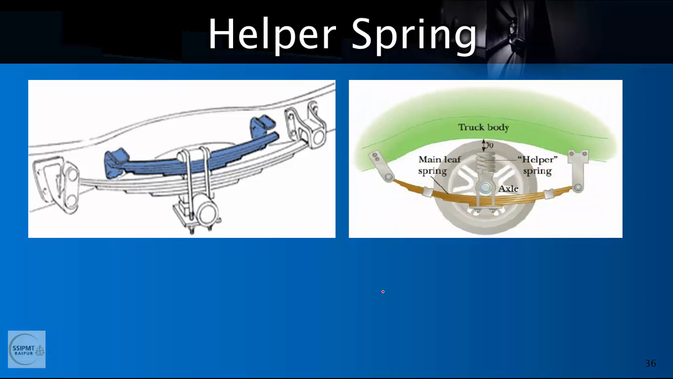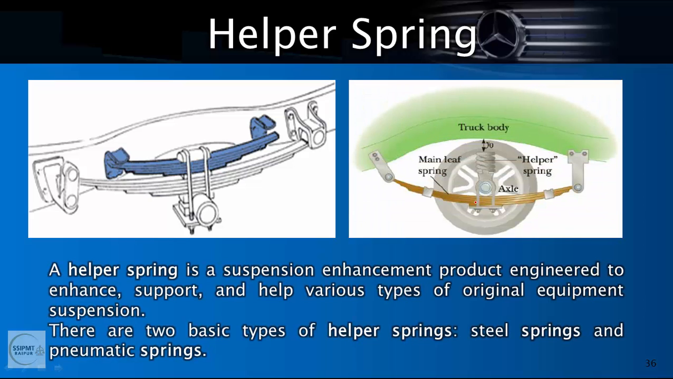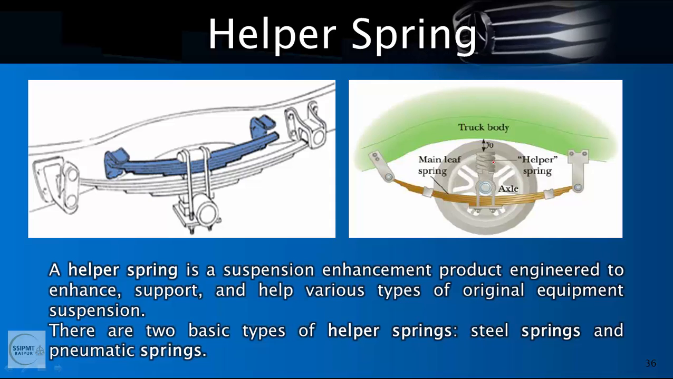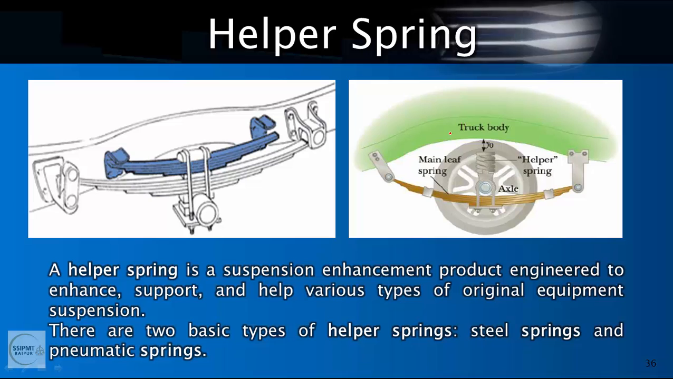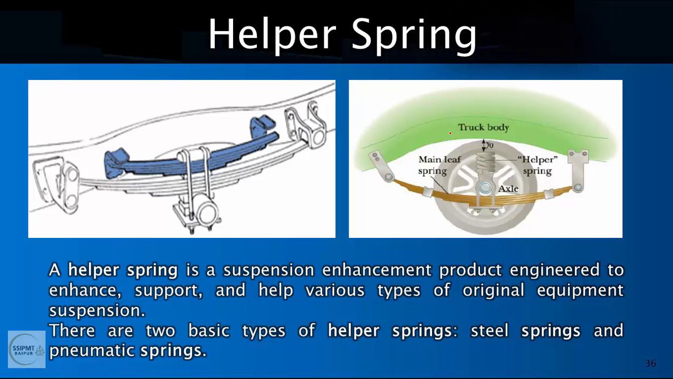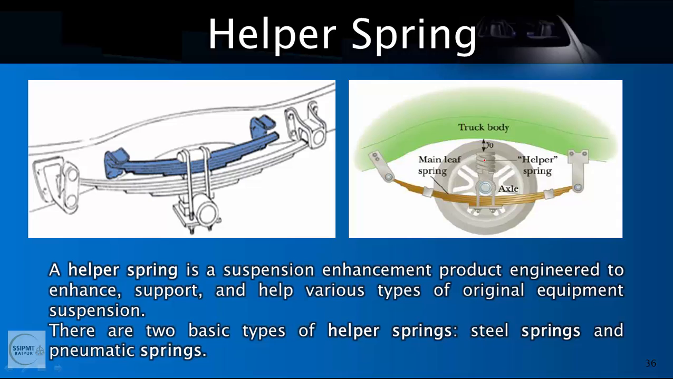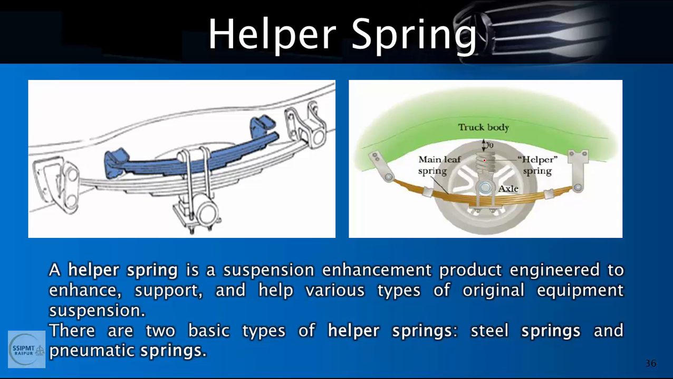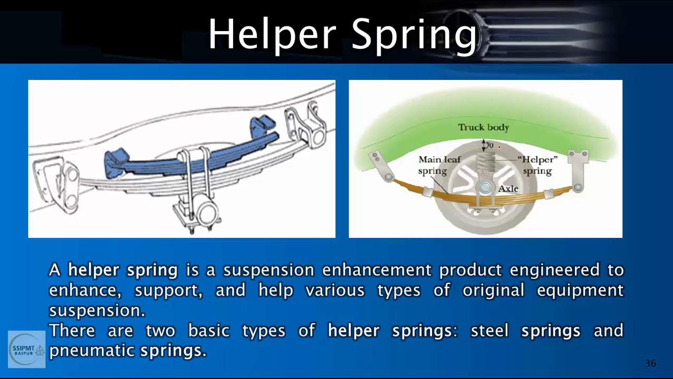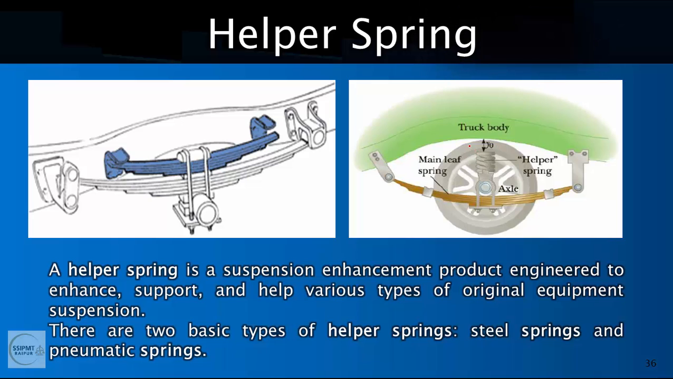Now let's see what is helper spring. You can see the diagram here. It is the main spring, and helper spring, as the name suggests, it helps the main spring, right? So it is a truck body, right hand, it's a truck body. This is a helper spring attached to the main leaf spring, and whenever heavy loads are there, the helper spring supports the main leaf spring and supports the body, right?